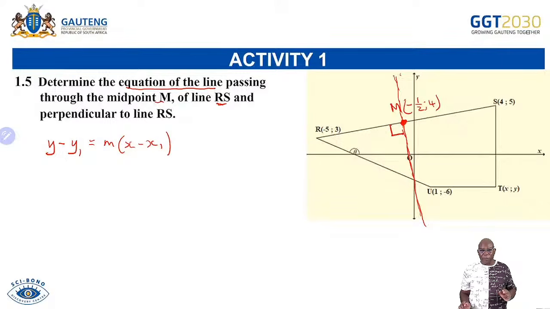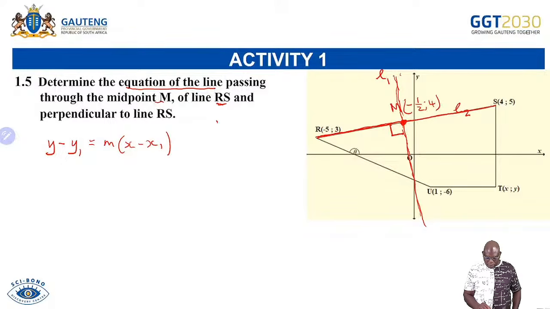Now, what do I know about perpendicular lines? The product of their gradients is -1. So meaning that if I've got line 1 and line 2, the gradient of that line times the gradient of that line will give us -1. So if I know one gradient, then I know the other. Now, what is the gradient of RS? That's what we need now.